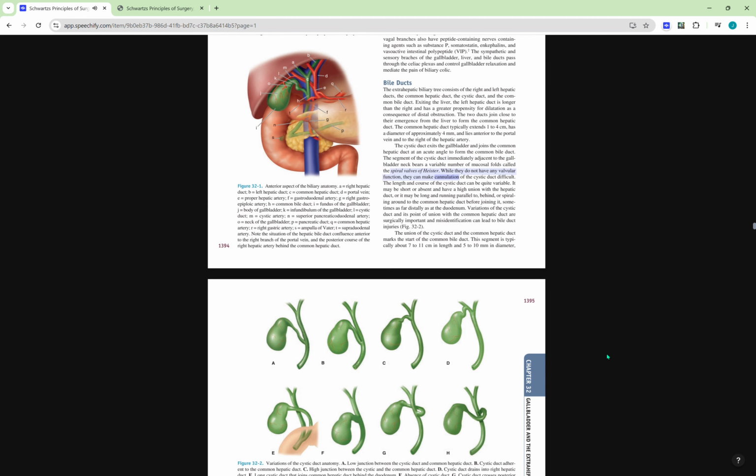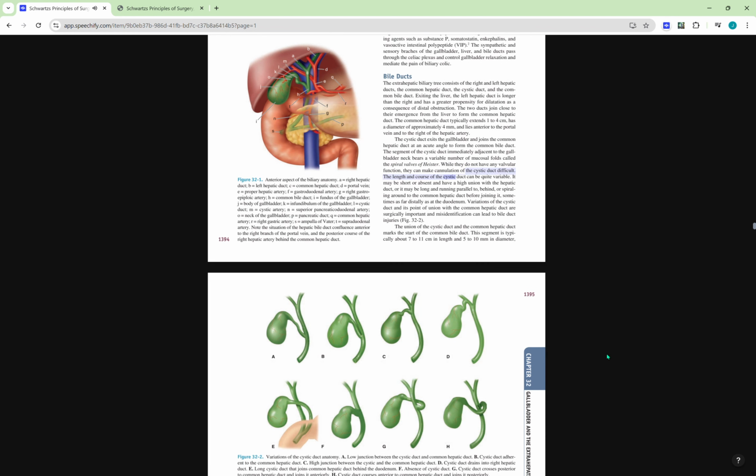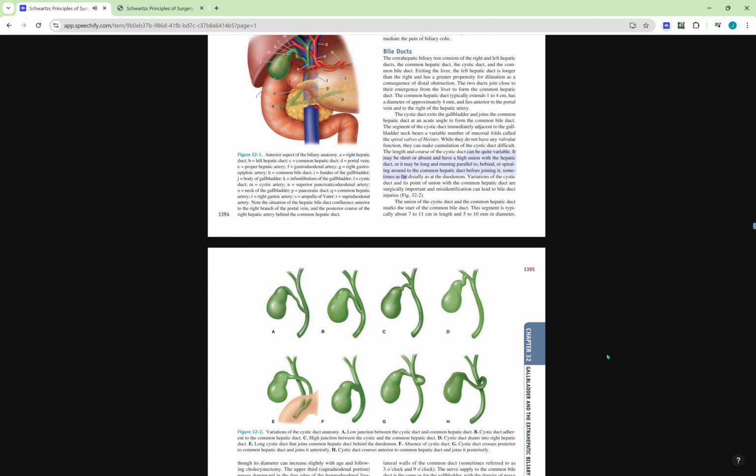The length and course of the cystic duct can be quite variable. It may be short or absent and have a high union with the hepatic duct, or it may be long and running parallel to, behind, or spiraling around the common hepatic duct before joining it, sometimes as far distally as at the duodenum. Variations of the cystic duct and its point of union with the common hepatic duct are surgically important, and misidentification can lead to bile duct injuries.